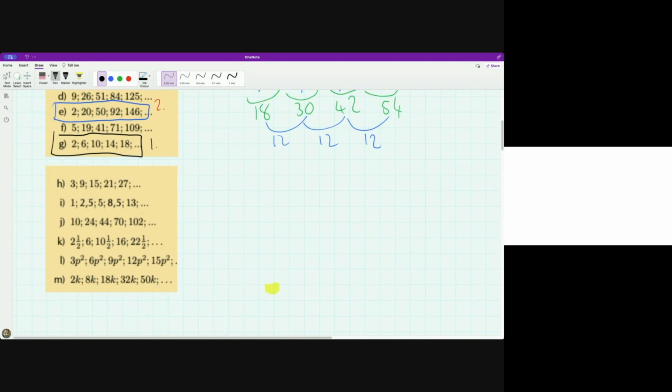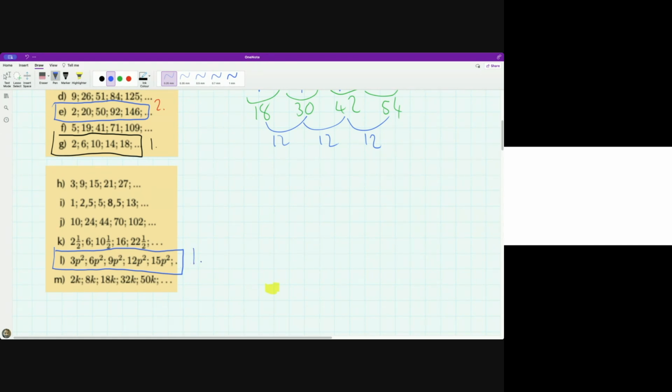What about something like this? What type of number pattern is this? Oh, you guys are so sneaky clever. So we're adding 3p squared every time. So if you think about it, we add 3p squared, we add 3p squared. This must be a linear number pattern, or number 1.